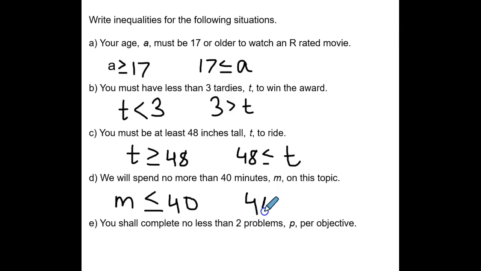You can always read these backwards. 40 is bigger than or equal to m. And then the last one, you shall complete no less than 2 problems per objective on your study guide. Okay? So you cannot do 1 problem. Can you do 2 problems? Yes, you can. So P for problems must be greater than or equal to 2, because it includes the 2. So 2 is less than or equal to P.